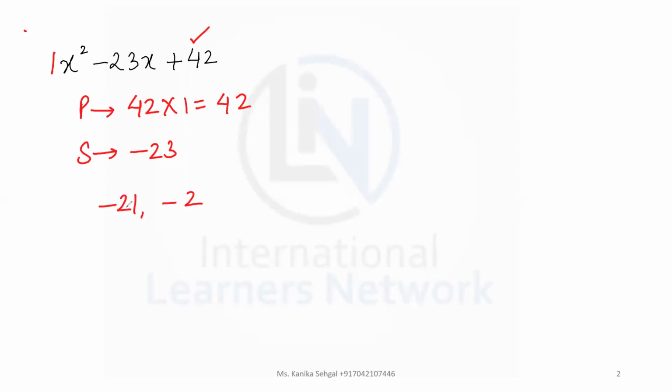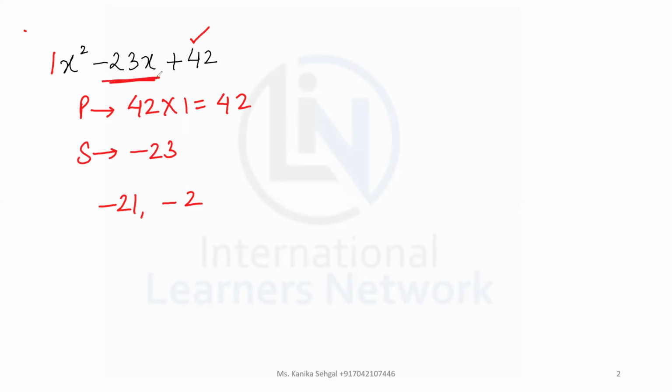Now let's consider the next one. We have x square minus 23x plus 42. We want two numbers whose product is 42 times the coefficient here, that is 1. 42 times 1, that is 42 itself. And then we want the sum to be negative 23. We want positive product and we want the sum to be negative. The product can be positive only when both the numbers are positive or both are negative. In this case, we are going to consider both negative terms because we want the sum to be negative. So if we take minus 21 and minus 2, they're going to give us the sum minus 23. And when we multiply these two, we are going to get the product 42.